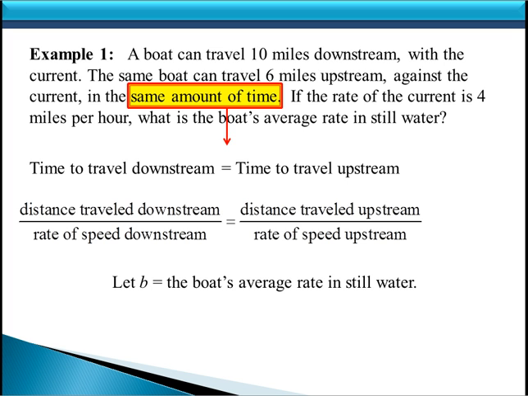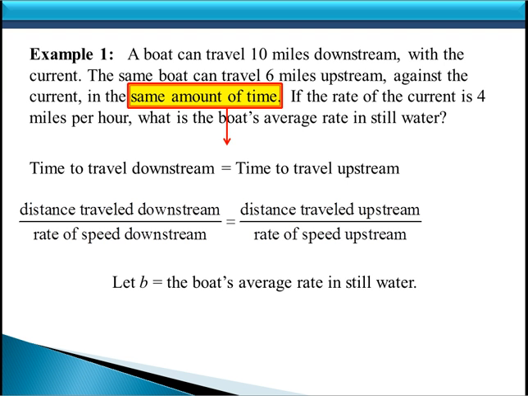So to do that, we're going to let b represent the unknown rate, which is the boat's average rate in still water. So this is the speed that the boat would be going if the current was not affecting the boat's speed. So let's think about going downstream with the current. How would the current affect the boat's speed?